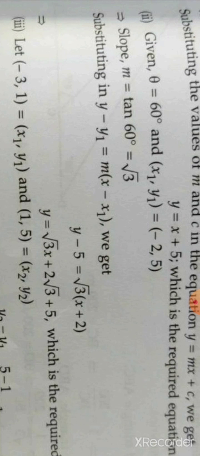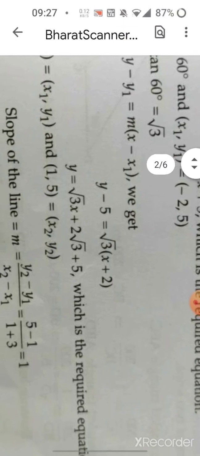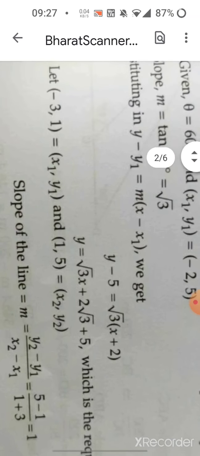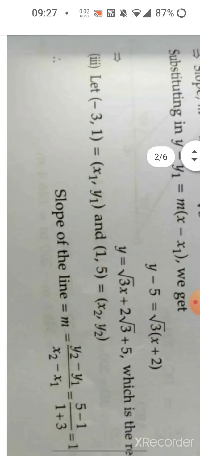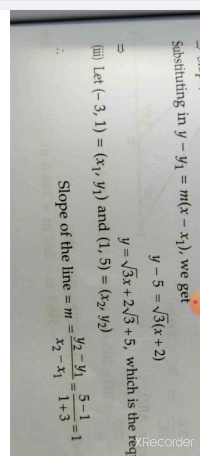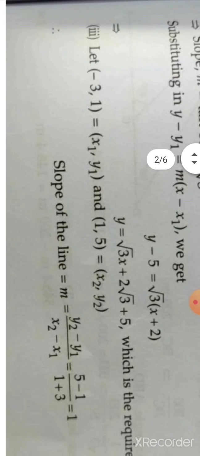So y minus 5 is equal to root 3 (x plus 2). Opening the bracket on the right hand side and taking minus 5 from left to right, we get y equals root 3 x plus 2 root 3 plus 5, which is the required equation. Now the third part of this answer, we have minus 3, 1 and 1, 5, two points given, which we will take as x1, y1 and x2, y2.